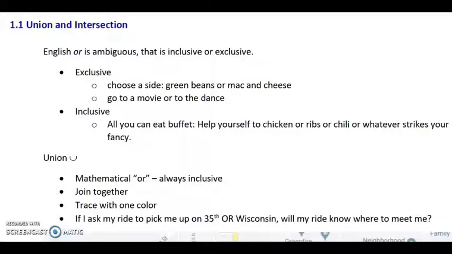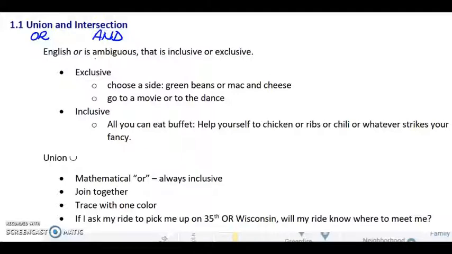Union and intersection in math is connected to Boolean algebra or set theory. Union is an English equivalent to or, and intersection has an English equivalent of and. And actually, I misspoke a little bit there. The English word or is ambiguous. It could be inclusive or exclusive.